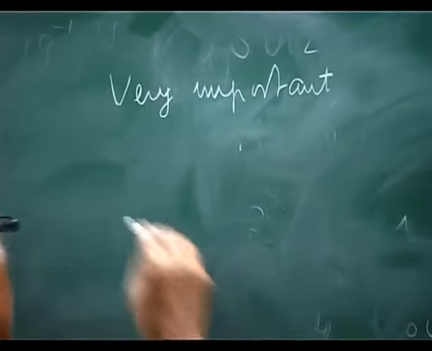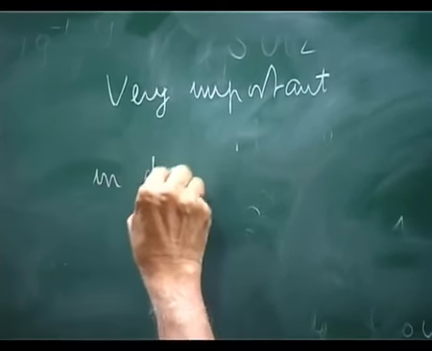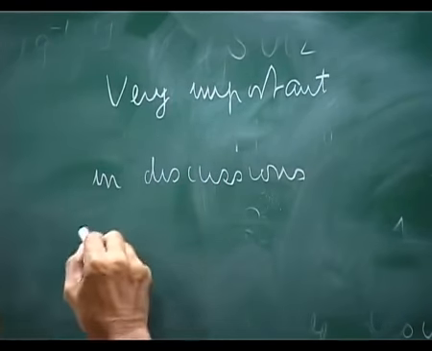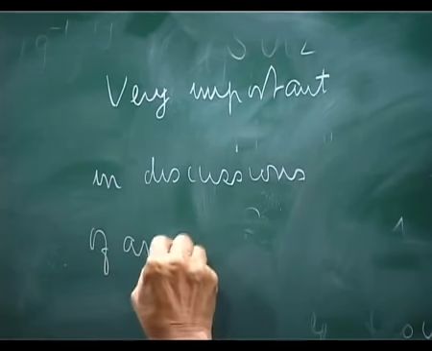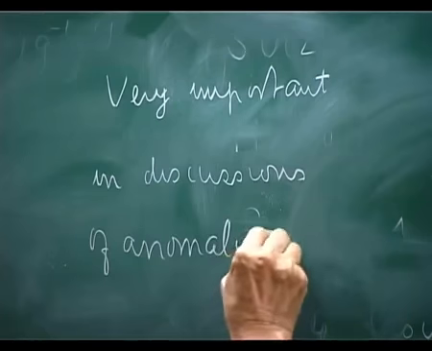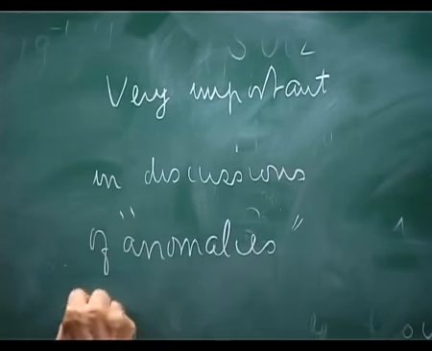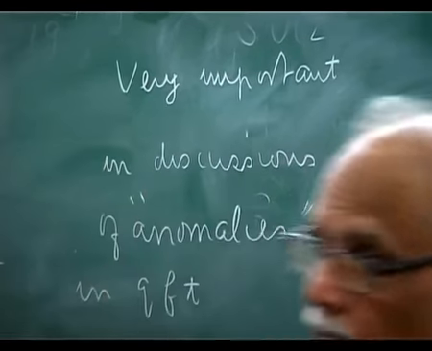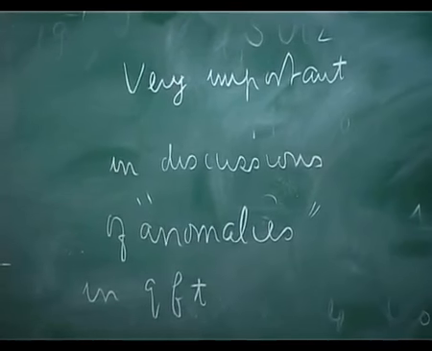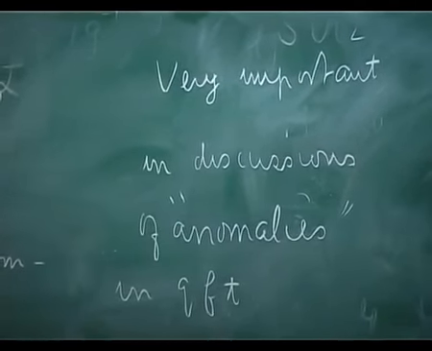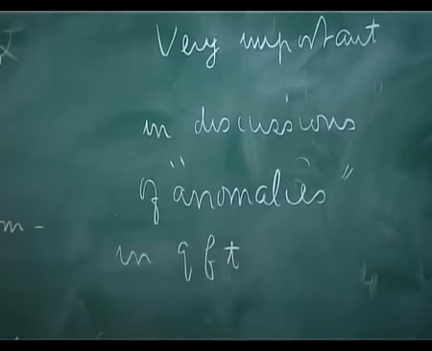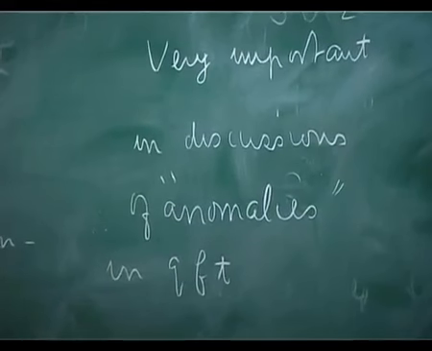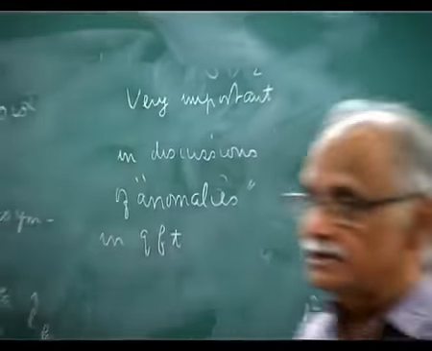Okay, in discussions of anomalies, within quotes, in quantum field theory. When people initially found anomalies, it meant classical symmetries can become, something can go wrong when you go into quantum theory. They may become non-implementable in quantum theory.